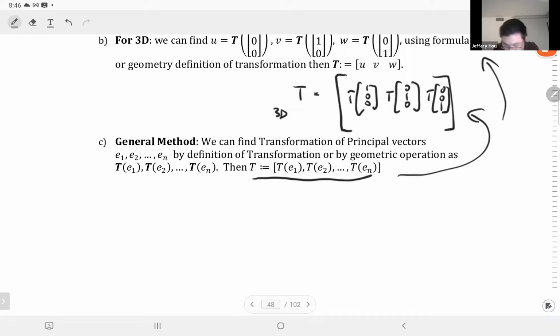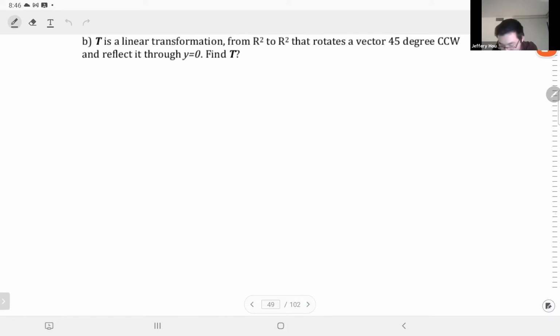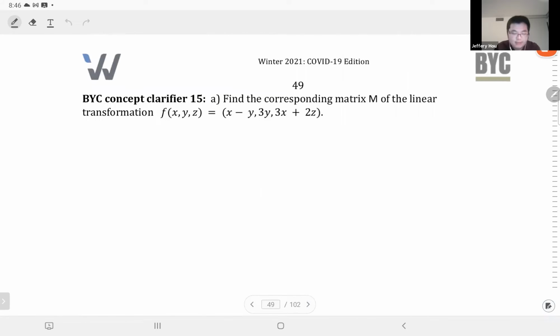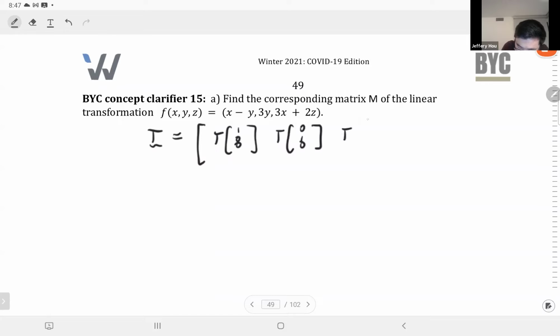So that's a lot of words. Let's put this into practice and see what it actually means. We're going to start here. On this question, find the corresponding matrix M for the linear transformation of this to that. Again, the T matrix is just a formulation of T of (1, 0, 0). In this case it's 3D because we have X, Y, and Z, by inspection. Then T of (0, 1, 0), and T of (0, 0, 1).